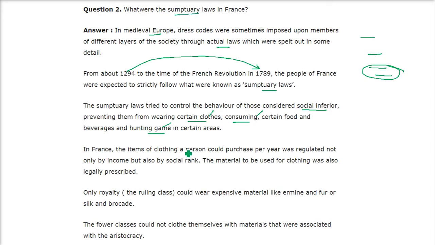In France, the items of clothing a person could purchase per year were also regulated, not only by income but also by social rank. And the material of the clothes was also defined by rule. Only the ruling class or the royalty could wear expensive materials like ermine and fur or silk or brocade. The lower classes could not use these materials, which were only associated with the royalty or the aristocracy.